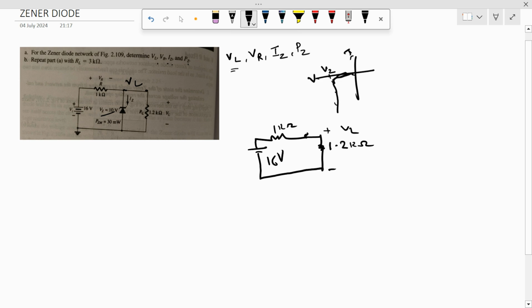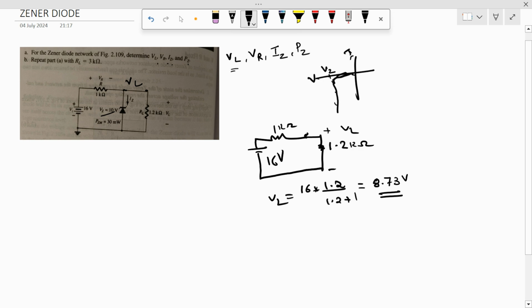So what will be VL? We just apply the voltage divider rule, which means 16 into 1.2 divided by 1.2 plus 1. This is just the voltage division, so it will be the VL, right? So what will be this value? This value is 8.73 volt. We got 8.73 volt.